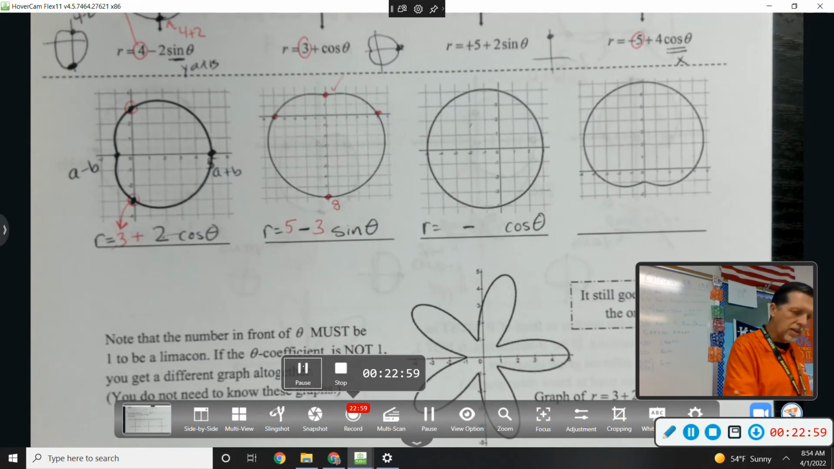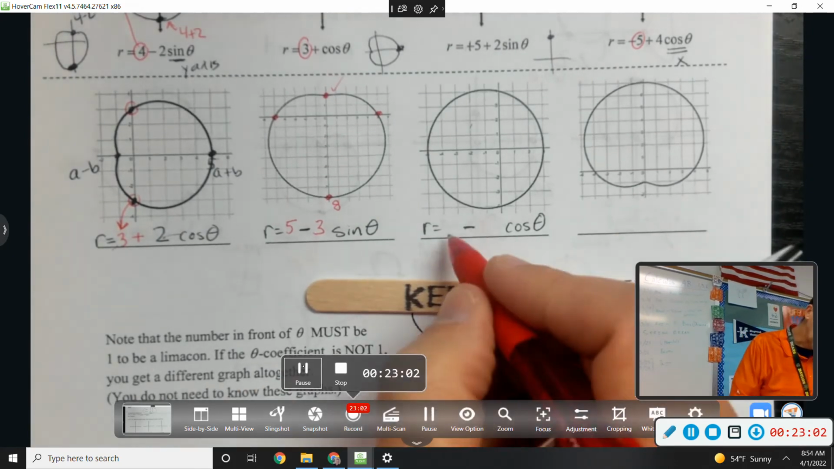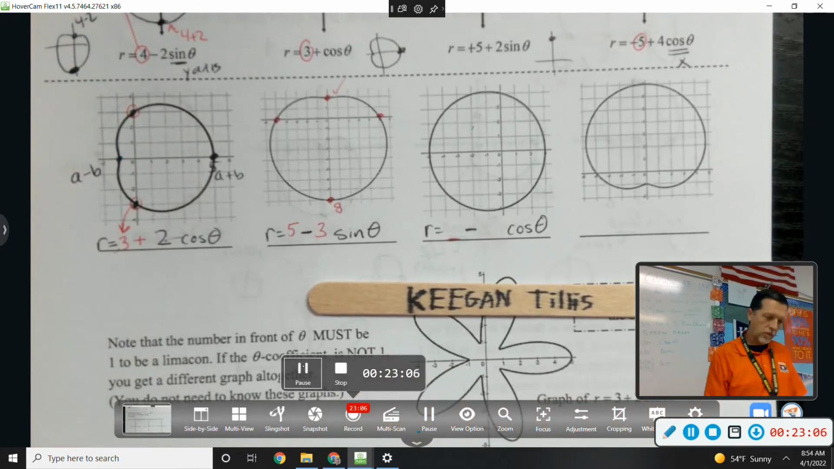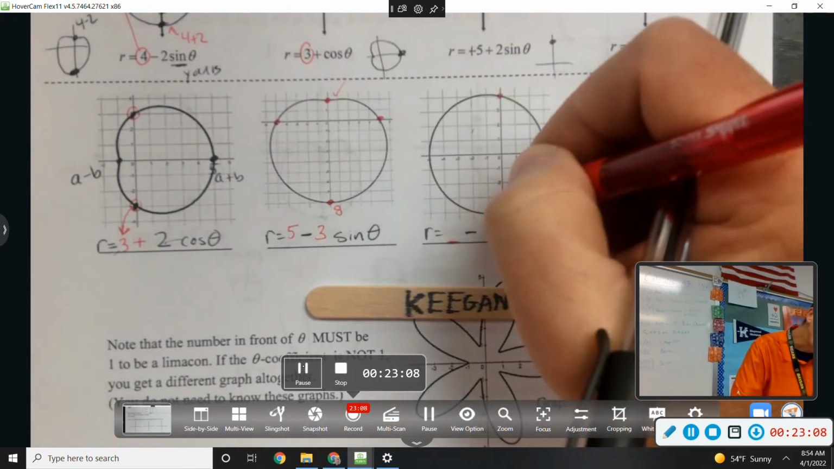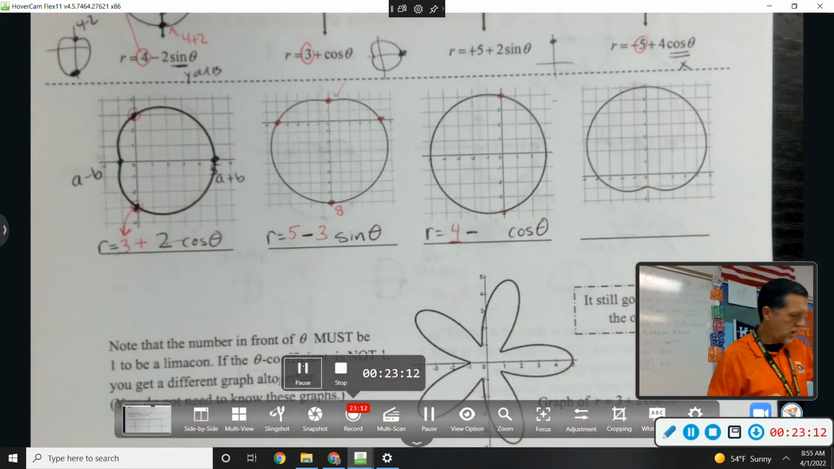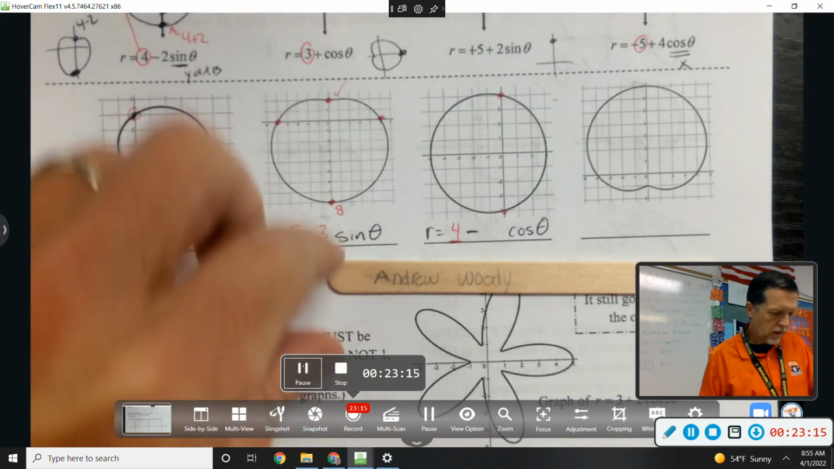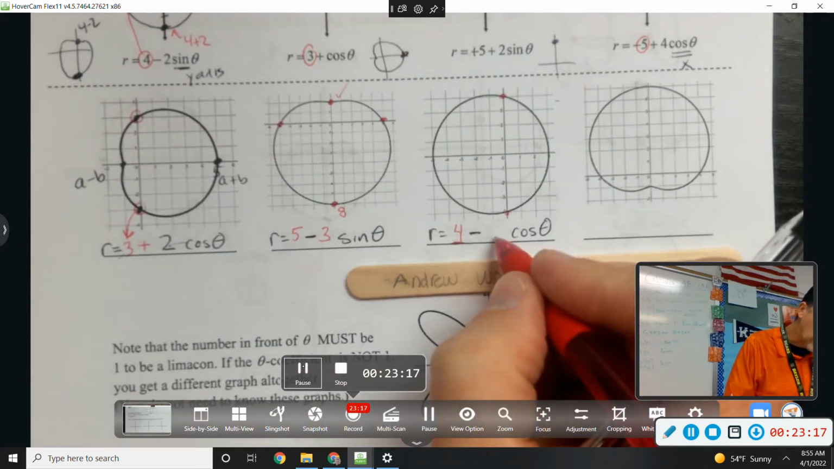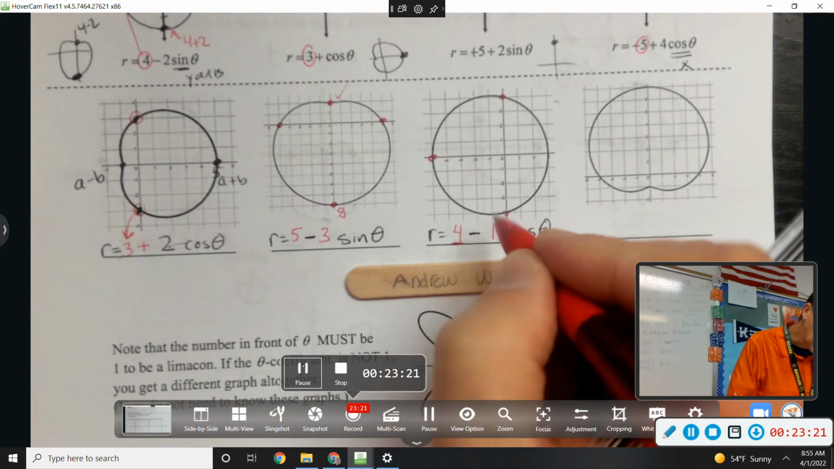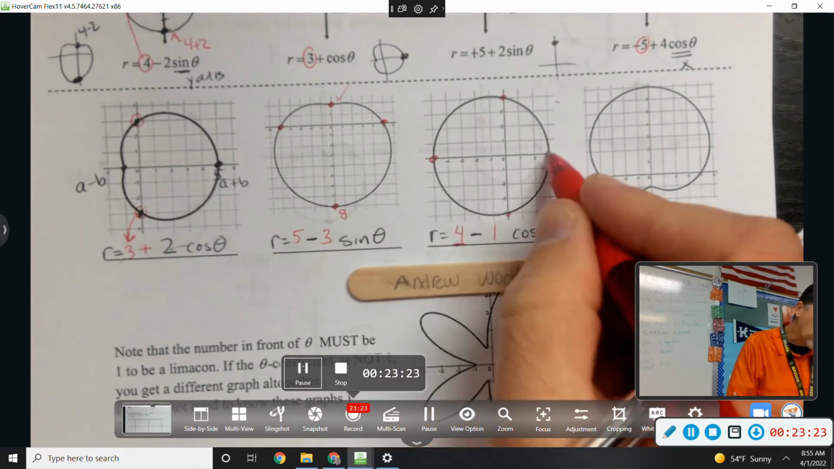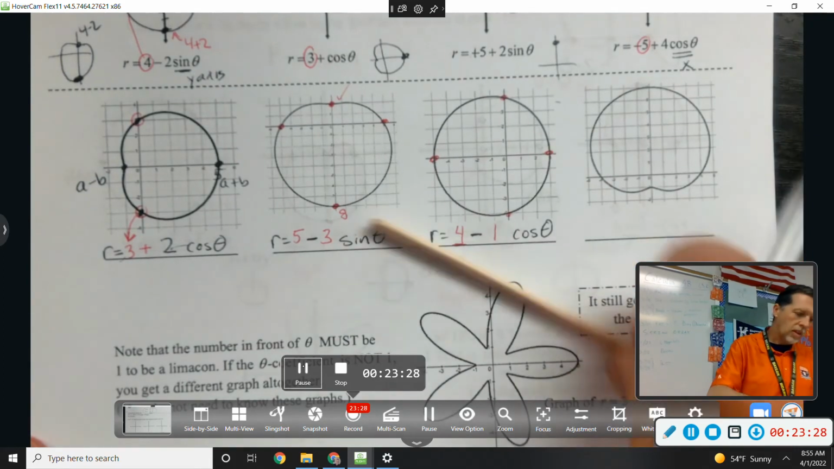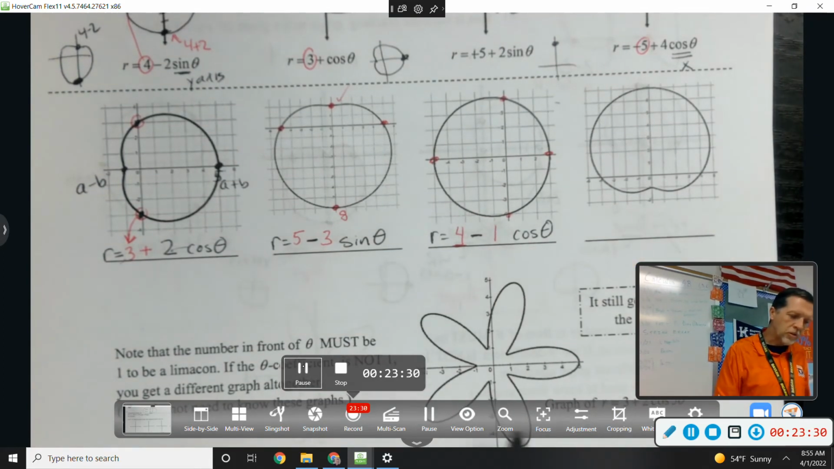Keegan, how about the first number? What's this first number going to be? 4. Good, 4. The sideways points are 4. Andrew, what's this second number going to be? 1. Let's see, because 4 plus 1 would get us to 5, and 4 minus 1 would get us to 3. Well done. We'll skip the last one just in the interest of time.